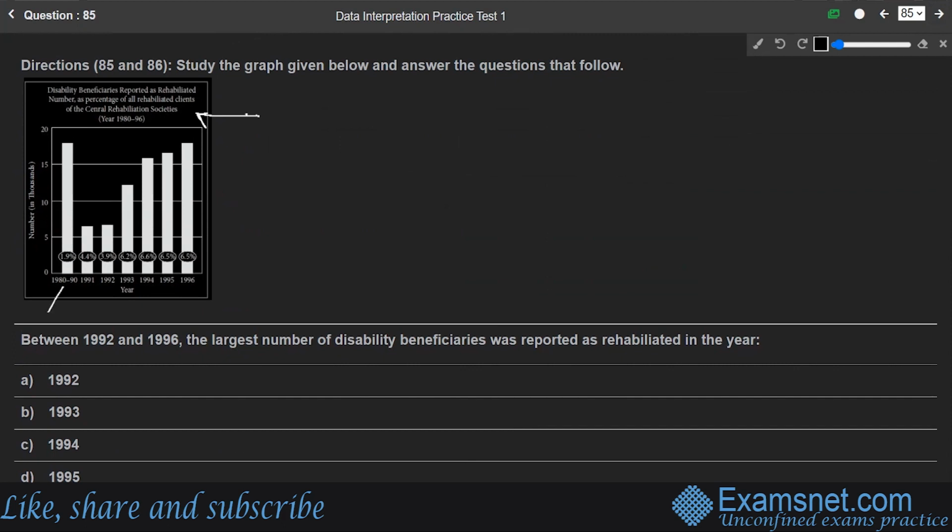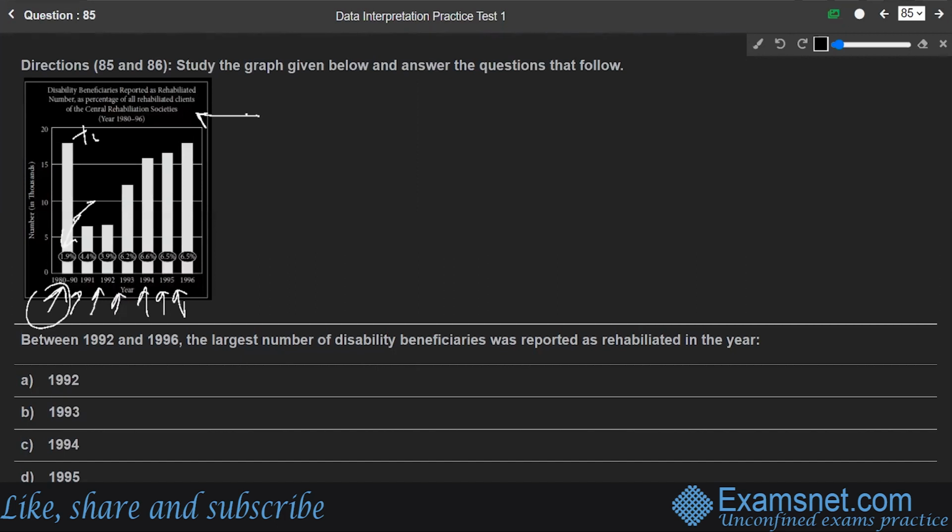Clearly, each bar represents a particular data point. And what is that data? For example, for 1980 to 90, the percentage value of 1.9% is given, and the total value is somewhere close to 15, between 15 and 20.